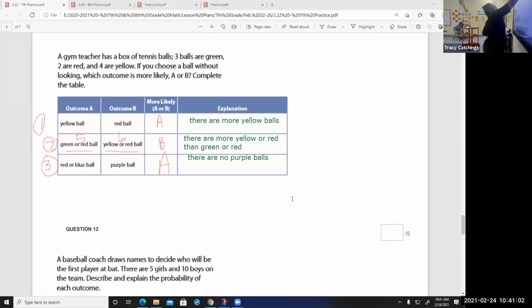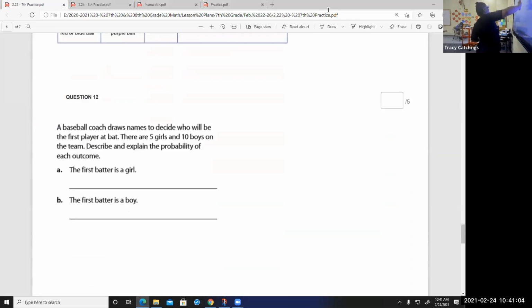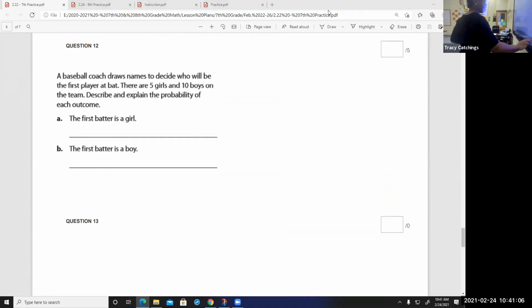We're gonna try to squeeze this in before we change real quick, if we can. All right, he said the baseball coach draws names to decide who would be the first player at bat. There are 5 girls and 10 boys on the team. Describe and explain the probability of each outcome. They said, what about the first batter being a girl?